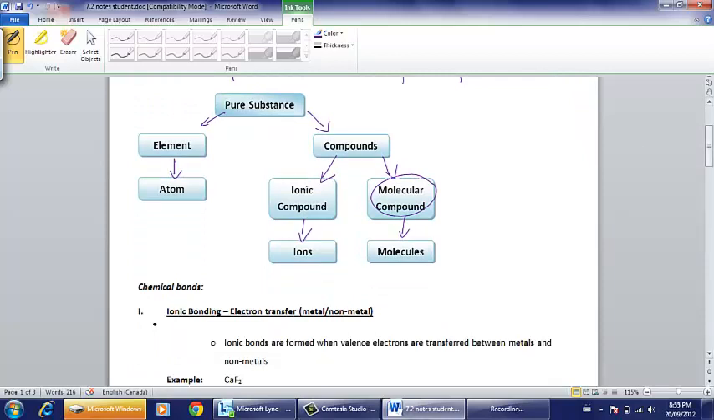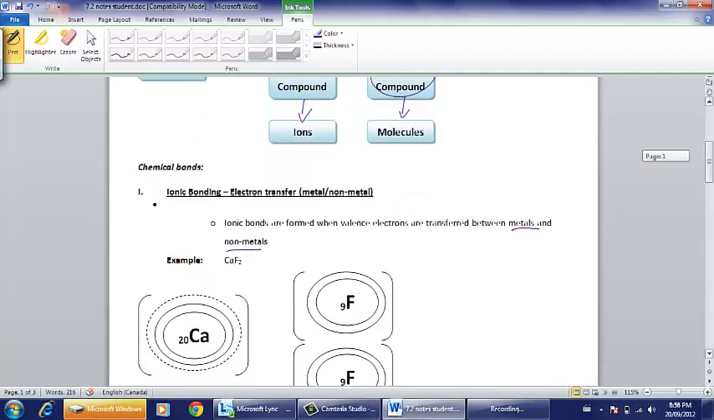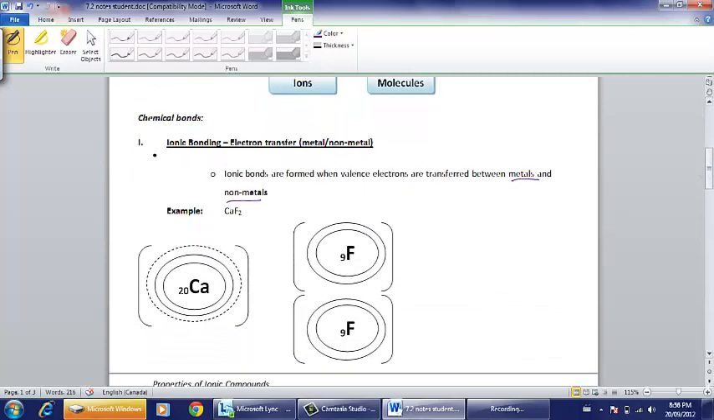Chemical bonds are the physical forces that hold two atoms together, and there are two general types. The first type, called ionic bonding, involves electron transfer. Ionic bonds form when valence electrons are transferred between metals and nonmetals. For example, let's consider the bond that forms between calcium and two fluorines.